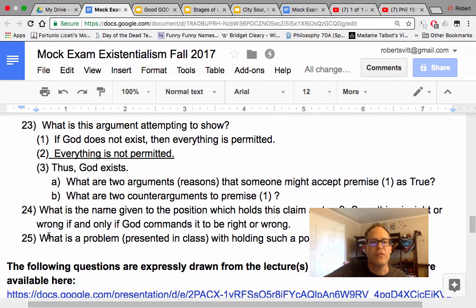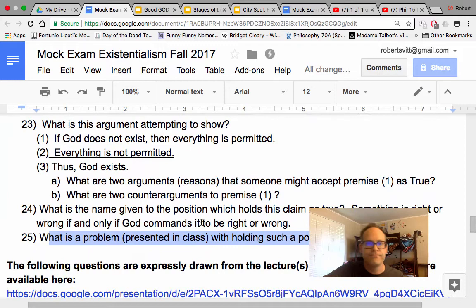And this would then be Euthyphro's dilemma. Now, this was hard to reproduce. We didn't spend a lot of time on it, so I don't want anybody to be too worried about this question, but you should know the answer, right? And it goes something like this. You try to set up a dilemma. And this comes from Socrates way back.